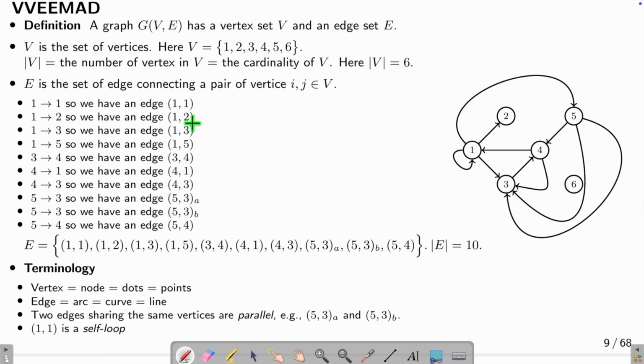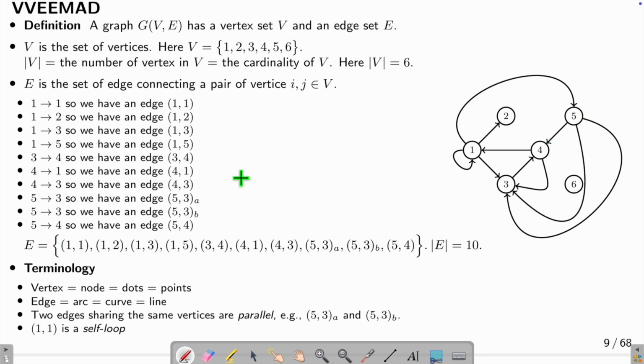This is a graph. So that means what? What is V? How many nodes? 1, 2, 3, 4, 5, 6. What is E? All the connections: (1, 1), (1, 2), (1, 3), (1, 5), (3, 4), (4, 1), and so on. And how many pairs inside the brackets means how many edges we have. So there are 10 lines. In other words, we no longer draw this picture. When we say this V and this E, we mean this picture.